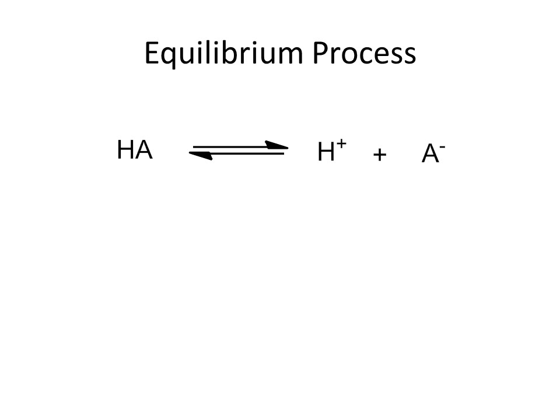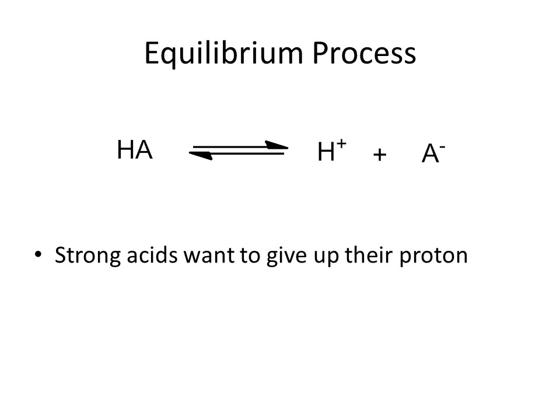Now, as I alluded to in an earlier slide, you talk about acid-base chemistry first within the context of equilibrium, because the dissociation of an acid, HA, to give H+ and A-, is an equilibrium process. Now, for strong acids, they really want to give up their proton. So when a strong acid is placed into water, it is said to essentially completely dissociate into a proton and its conjugate base.